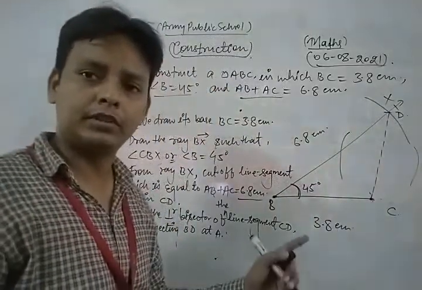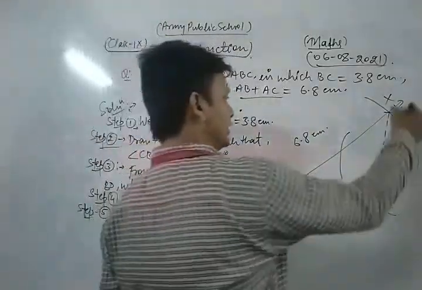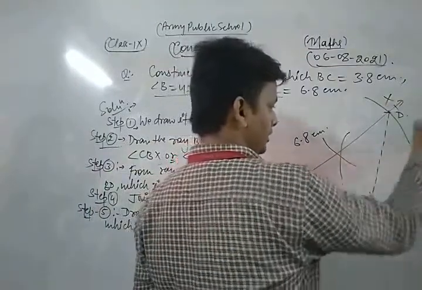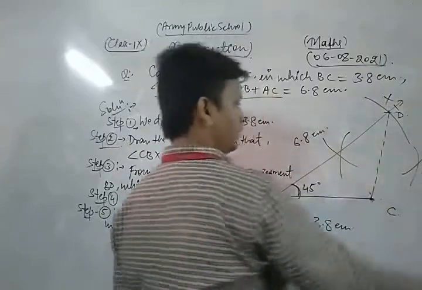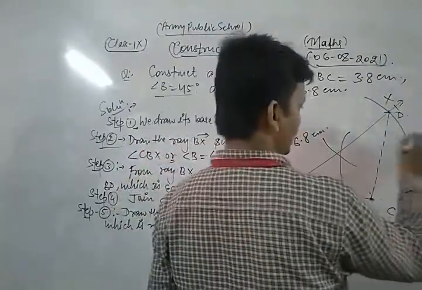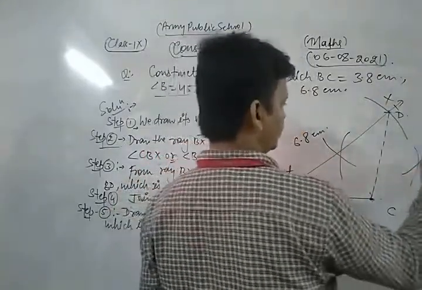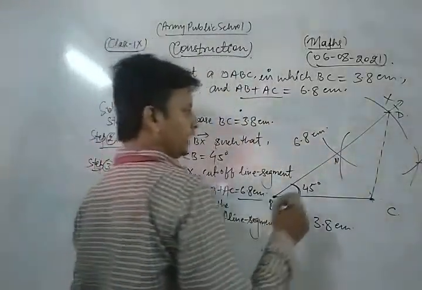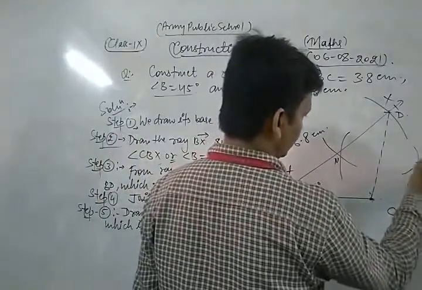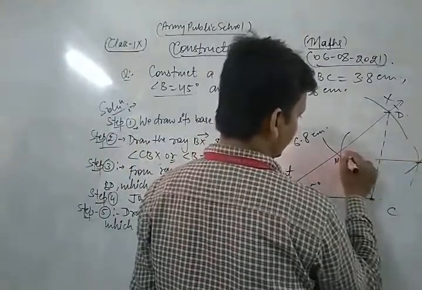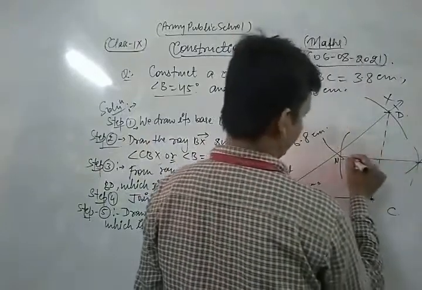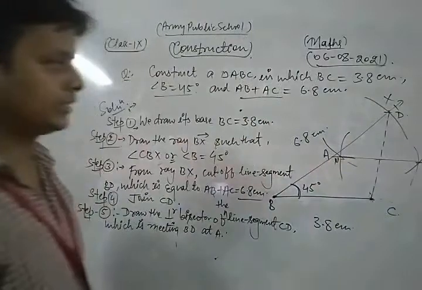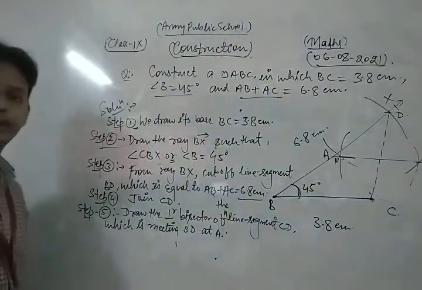Now we do the same process. Taking D as center, with the same radius, we cut an arc which intersects the given previous arc at two distinct points, M and N respectively. Now we join M and N and produce it, so that it intersects BD at point A.